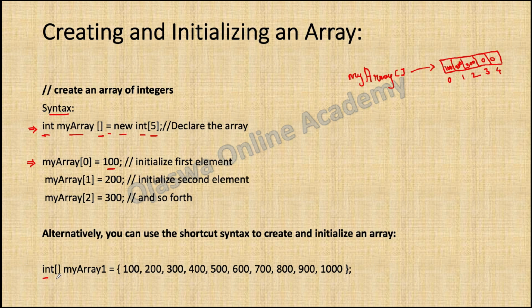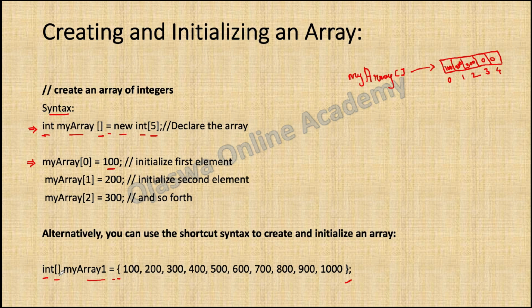Now there is one more syntax you can follow. Data type, square brackets, array name equal to. Inside the curly brackets, you can just mention the values. Instead of assigning the values index-wise, you can just mention the values inside the curly brackets, separated by commas, and automatically an array of that size is created inside the memory.